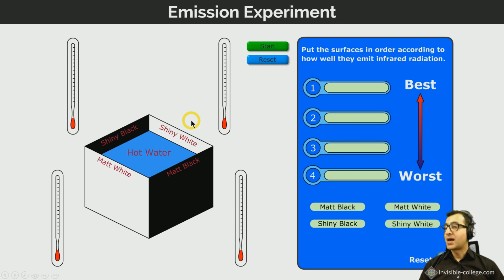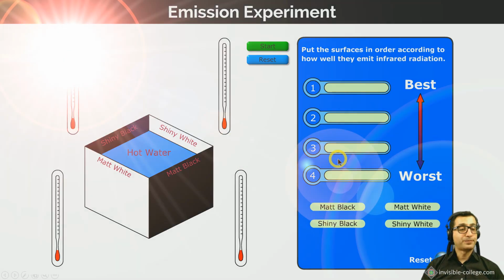So I'm going to pause here, and I'm going to let you guys decide which of these is going to emit the heat energy from the hot water into the surroundings at the highest rate. So here we have thermometers which are positioned opposite each one of these four sides. Which of these thermometers, opposite which of these sides, will rise in temperature at the highest rate?